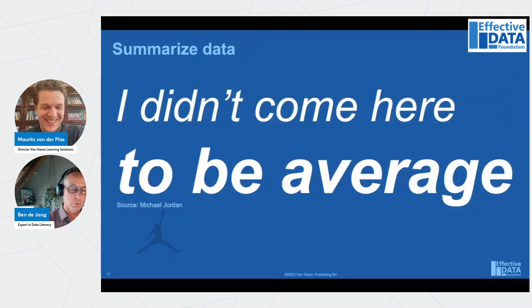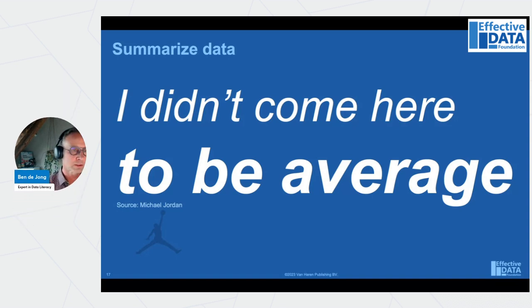But we want to do something with it. We want to calculate, and then you come to the famous words of Michael Jordan: I didn't come here to be average. Because he wanted to be the champion. So what we do, we want to calculate with it, and what we do is, for instance, summarize, or those kinds of things.